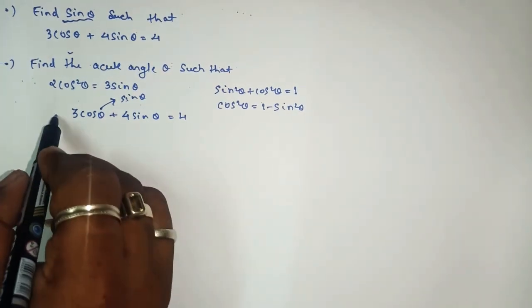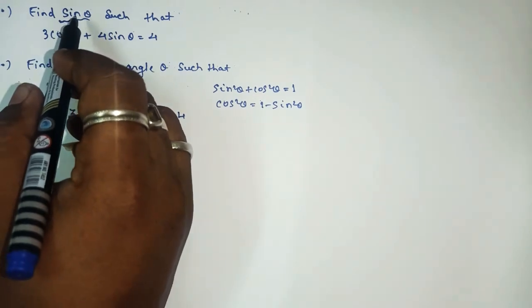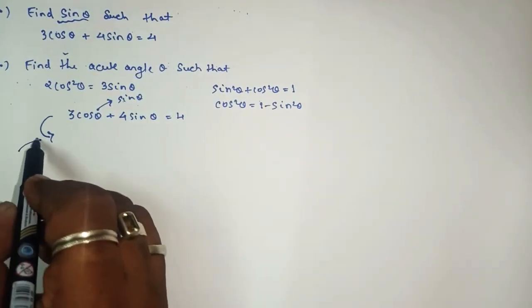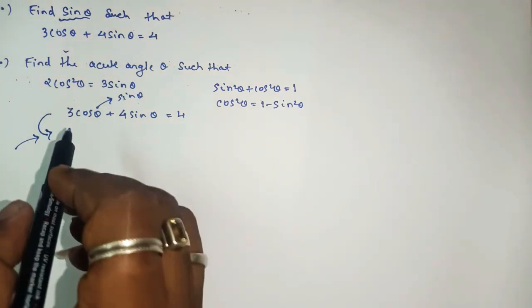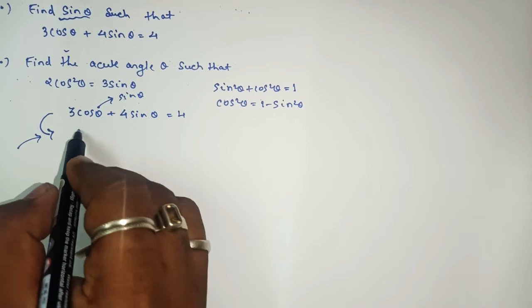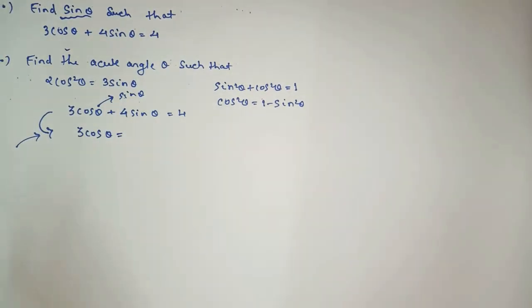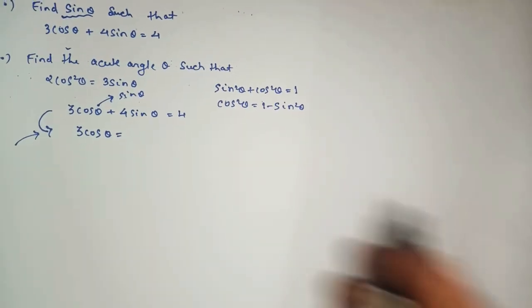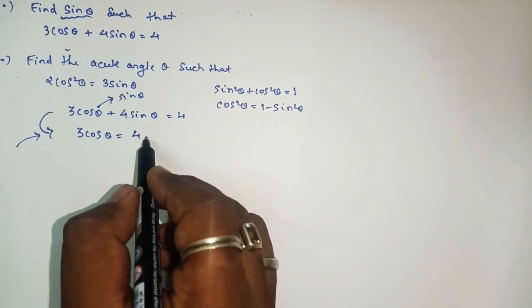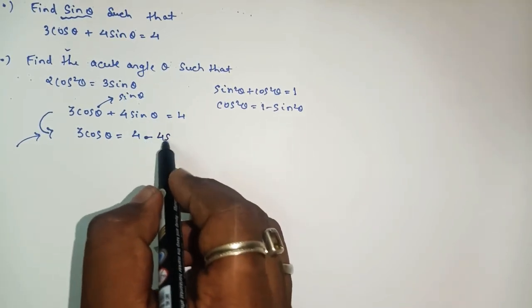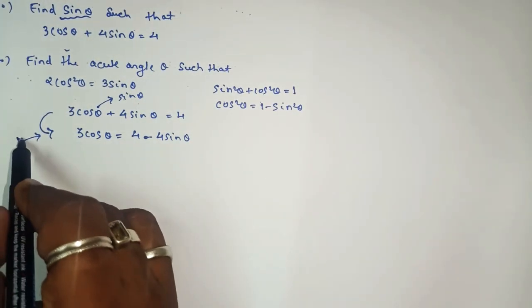So here step number 1 will do what? See, if you want to find sine, remember this step is very important. If you want to find sine, see to it that we keep cos on one side and bring sine and the remaining numbers to the other side. So here the 4 and the plus 4 sine will go to the right hand side, so here you will get minus 4 sine theta. So note down this step.